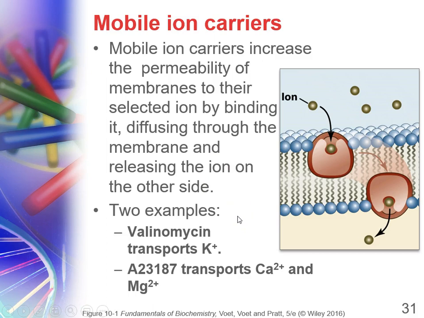And of course, molecular biologists, as we so often do, like with the restriction enzymes, we can use these for our own experiments. So valinomycin transports potassium. There is this compound called A23187 that transports calcium and magnesium. So what you can do is you can actually use these things as tools if you're trying to do an experiment where you want to deliver ions into your cells.